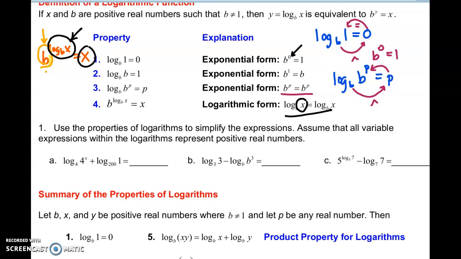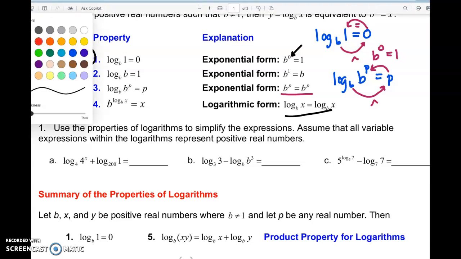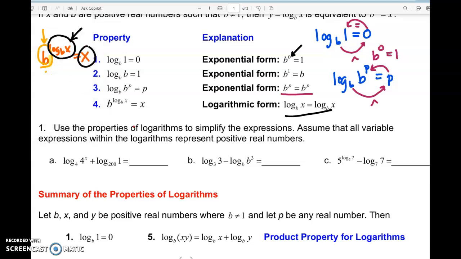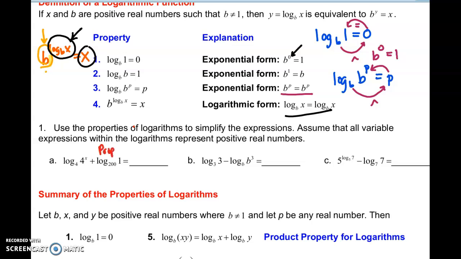And so that's why they make that statement. So let's start with this over here. It says the log base 4 of 4 to the x. As I'm doing these, I'm going to compare them up here. And then I see it says the log base 200 of 1. So the log base 200 of 1, this matches property 1. I'm just going to write property 1 here. That's this portion, and that could be replaced with 0. It says any base, if your argument is 1, is equal to 0.